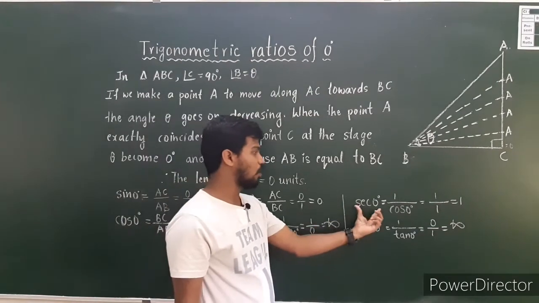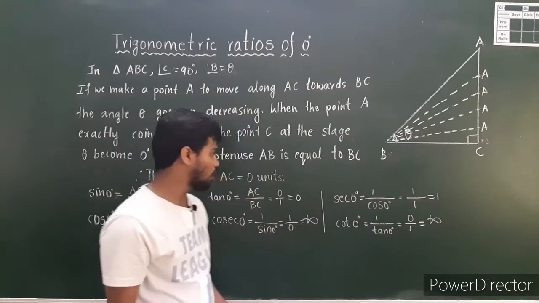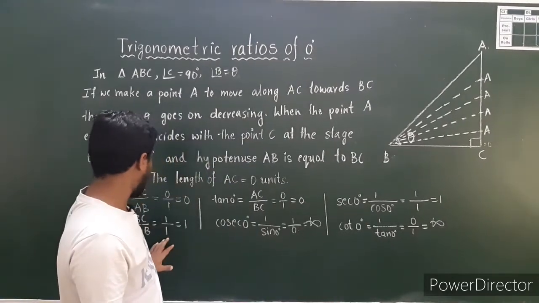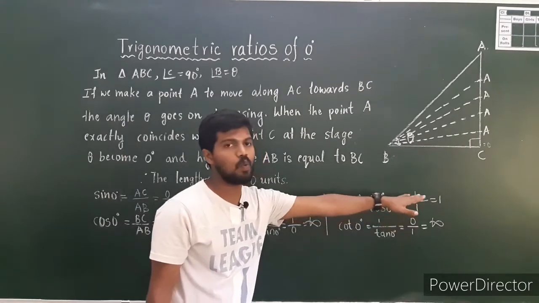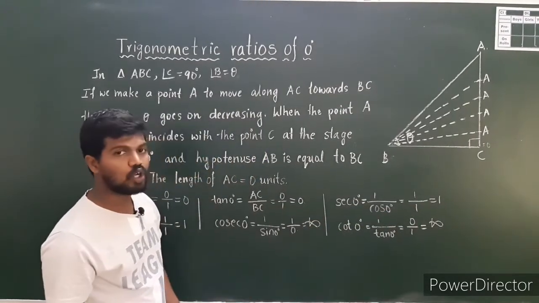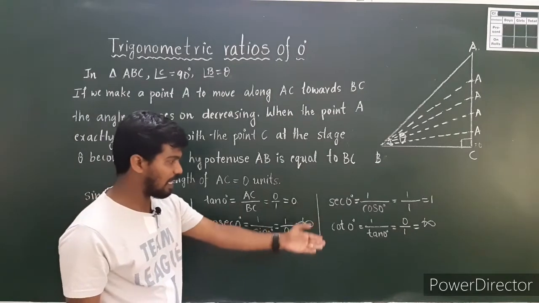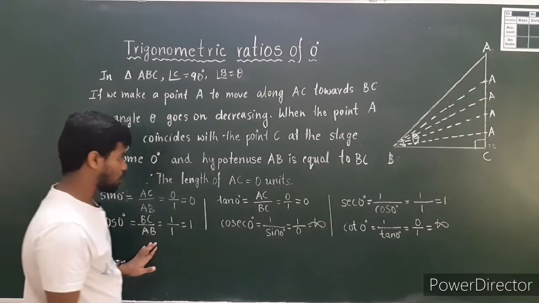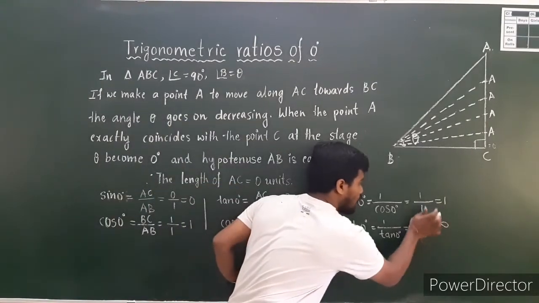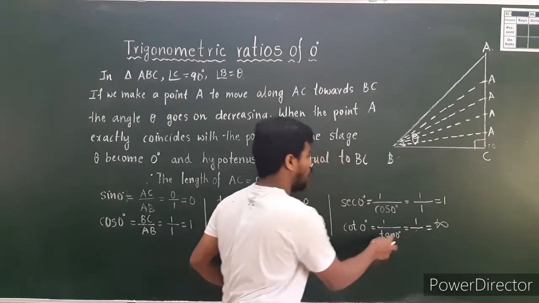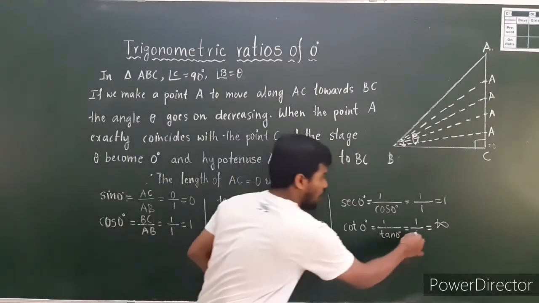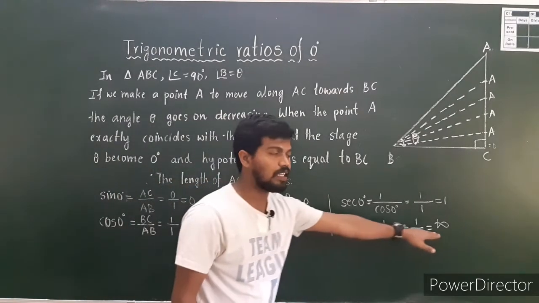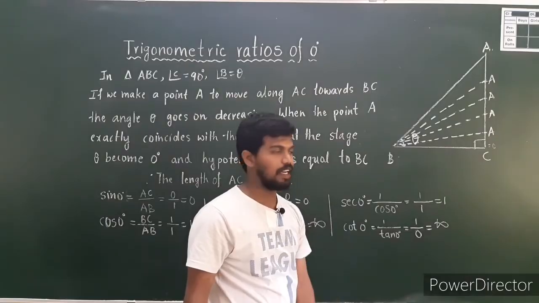So next secant 0. It is the inverse of cos 0, the reciprocal of cos 0. So what is the cos 0? You have 1. So 1 by 1 you get 1. So next cot 0. So cot 0 is equal to 1 by tan 0. So what is the value of tan 0 you got? Okay, it is 0. So 1 by 0, denominator cannot be 0. Therefore if it is 0, then it is not defined or infinity.